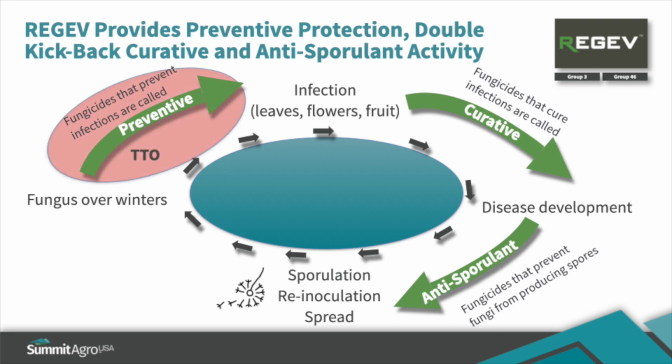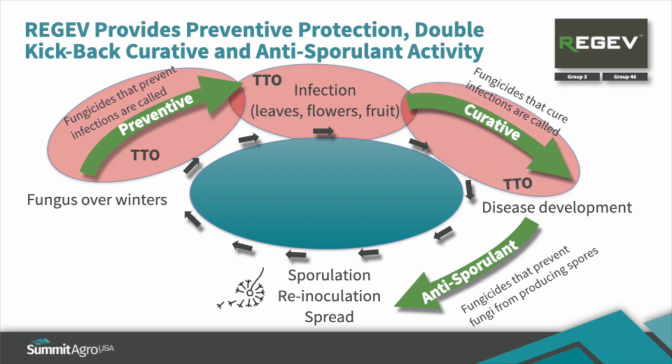Tea tree oil provides preventive activity, preventing normal spore development and killing spores. It also inhibits infection of susceptible plant parts. It has curative activity against pathogens that have already infected the plant before applications have been made. And it provides antisporulant activity, reducing further disease spread.